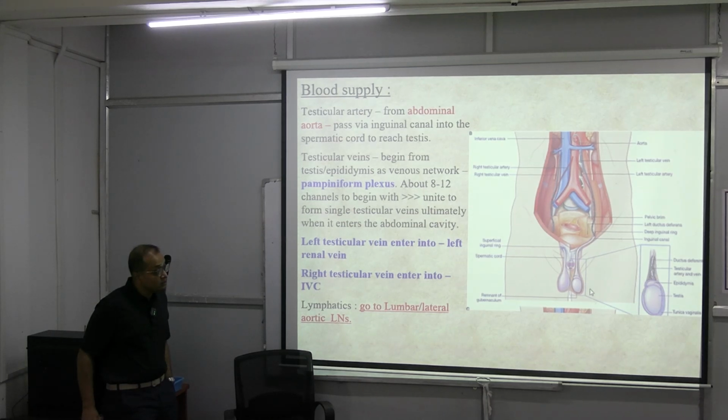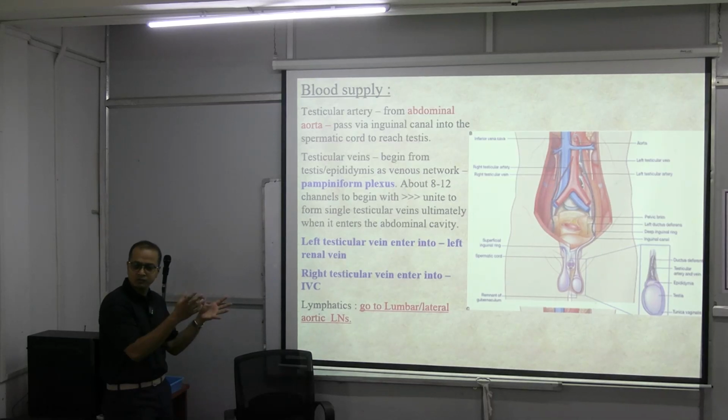And the lymphatic drainage of these testicles that you are seeing here goes to the lymphatic groups in the lumbar region. The testicles normally are formed in the abdominal cavity in the lumbar region, at the same point where the kidney was formed.